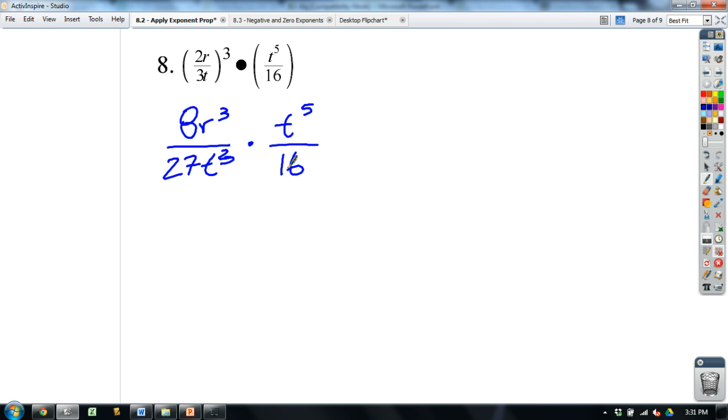Okay, so now let's go ahead and cancel some of these out. Well, these three are going to cancel with this to make 2. I don't have any r's that cancel out. The 16 and 8 cancel out, and this will become 2 here. So now I'm left with r cubed t squared over 27 times 2, which is 54.